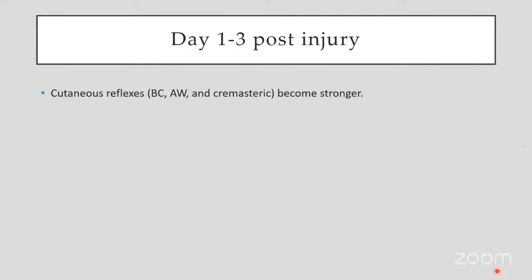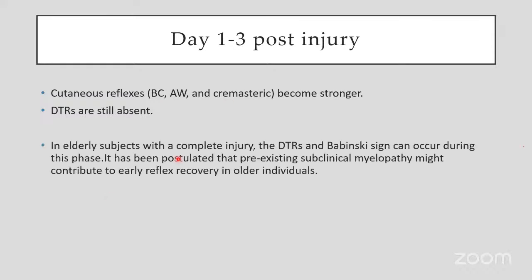At day 1 to 3, the cutaneous reflexes start to become stronger, starting with the cremasteric reflex, anal ring reflex. They start to become stronger. The DTRs are still absent. Initially, the first reflex to become stronger is the bulbocavernosus, followed by anal ring, followed by cremasteric. In elderly subjects, DTRs and Babinski sign can occur during this phase.